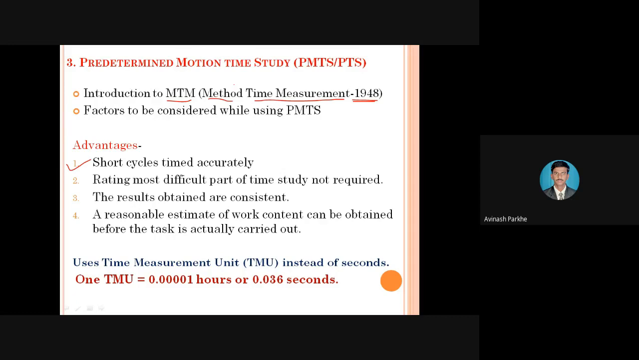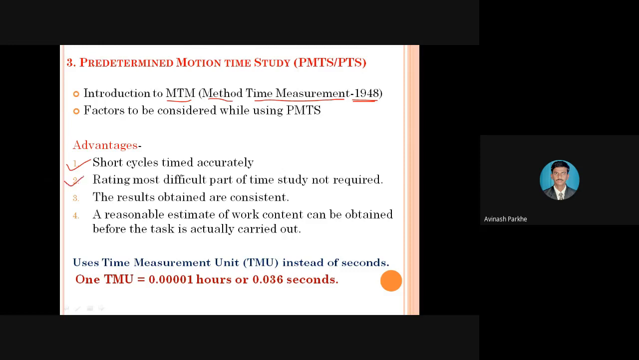If your job is very large and takes a maximum of 4 hours or 5 hours, then for such types of activity this PMTS is not implemented. Whatever the short cycles are, where the job can be completed within 1 hour, for such jobs PMTS plays a very important role.